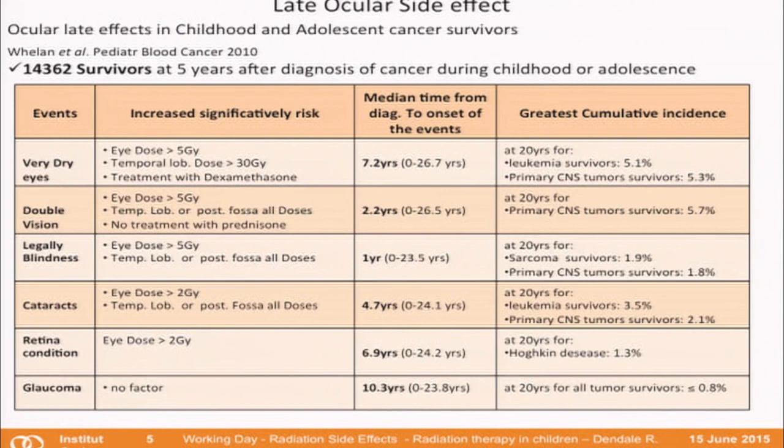Just to illustrate the late ocular side effects, I show you a publication on late ocular effects in childhood and adolescent cancer survivors, on 14,000 survivors at 5 years after diagnosis of cancer. They divided the patients into specific groups, taking into account population characteristics and irradiation characteristics, and recorded events: very dry eyes, double vision, legal blindness, cataract, retina condition, and glaucoma.